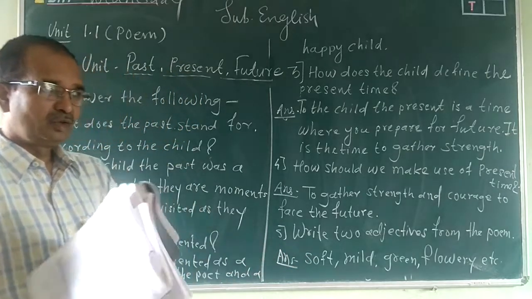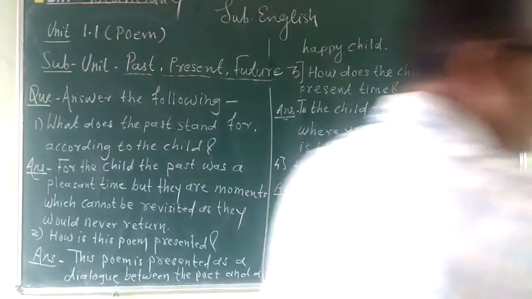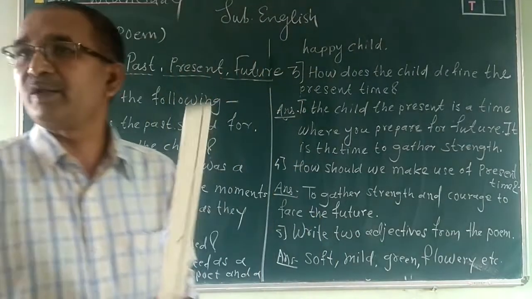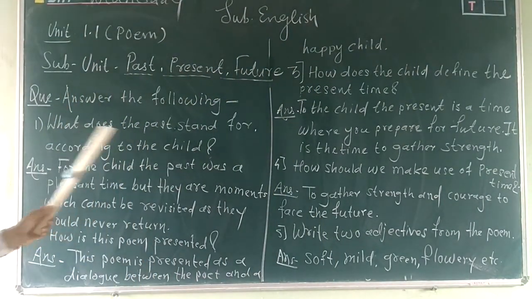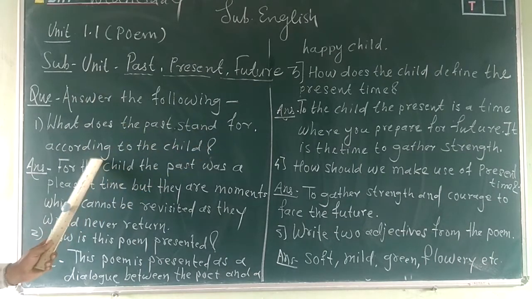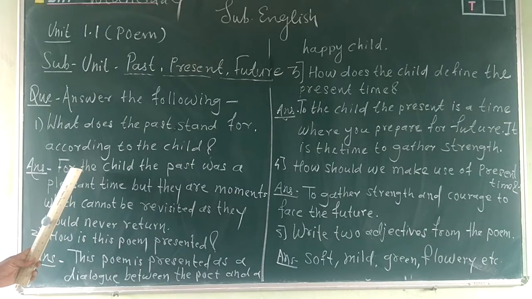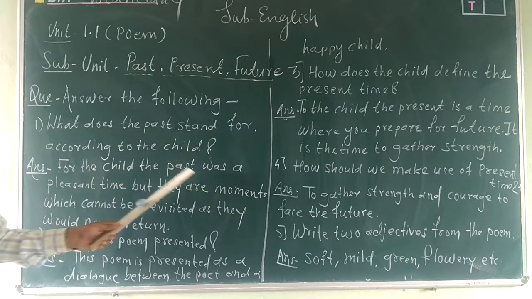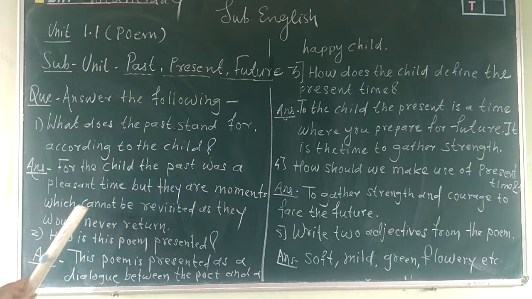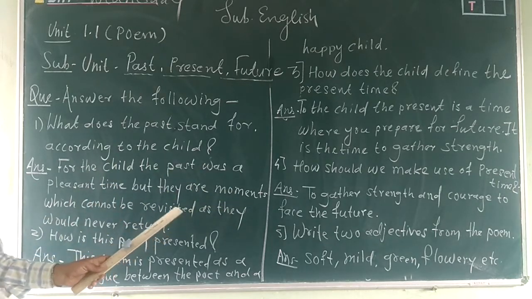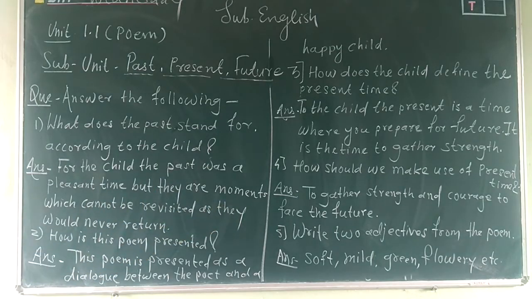Okay. Now you have to write some question answers in your notebook, and these question answers will be for your homework number 1. So first question is here: what does the past stand for according to the child? Answer is, for the child, the past was a pleasant time, but they are moments which cannot be revisited. Means where we cannot visit again, as they would never come back.